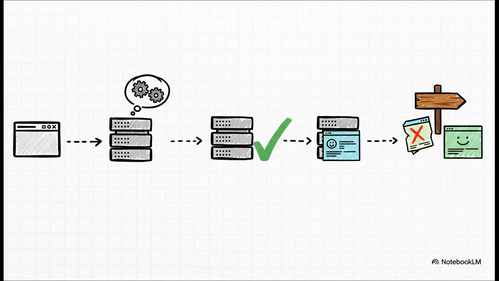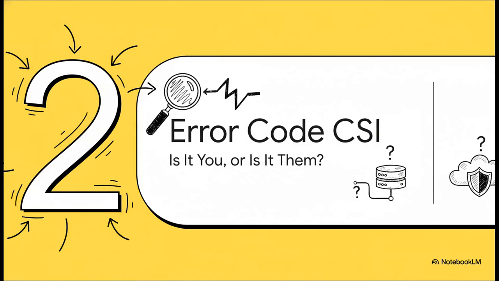That means success, and the page is on its way. And the 300s are just simple redirects, sending you to a new address. You almost never see these codes, and that's a good thing. It means everything is working just perfectly. But what happens when things go wrong? Well, that's where the error codes come in. And they all help you answer one simple, crucial question. Is the problem on my end, or is it on theirs?